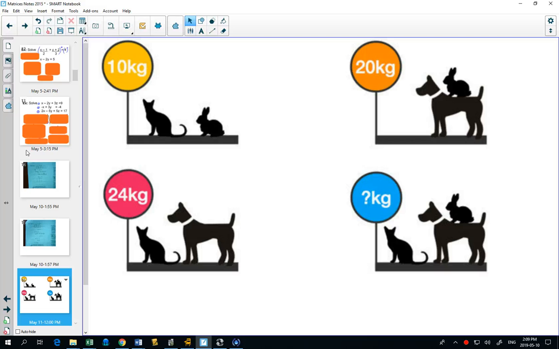And then once you have this as 27, can you see how easy it is to find out how much the cat is? You just take away the 20, and the cat's 7. And once you've got the cat is 7, you could go, oh, the bunny is 3. Oh, the dog has to be 17.